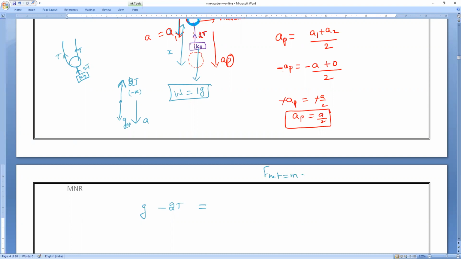F net is equal to MA. So G minus 2T is equal to 1A. Am I right or wrong? Right. This is equation number one.